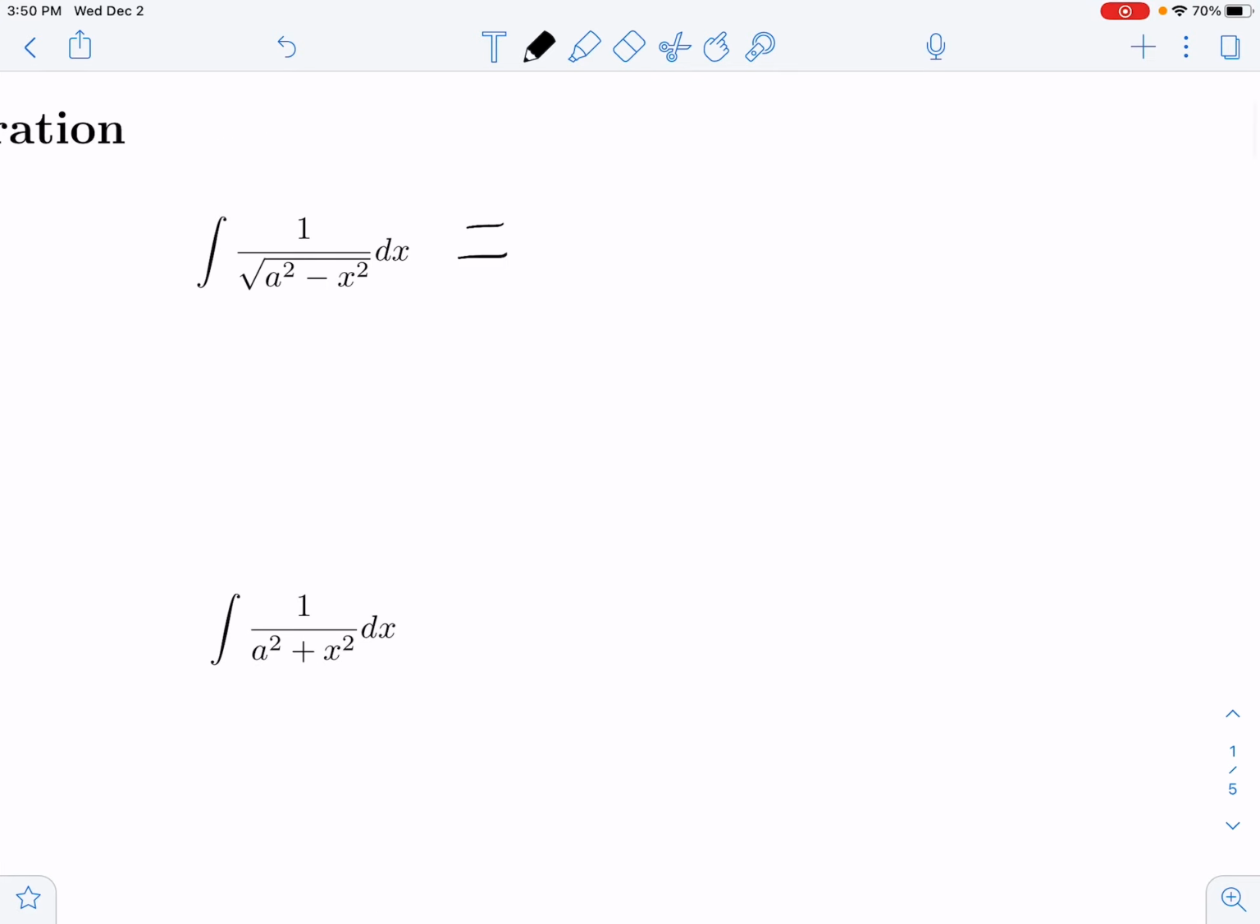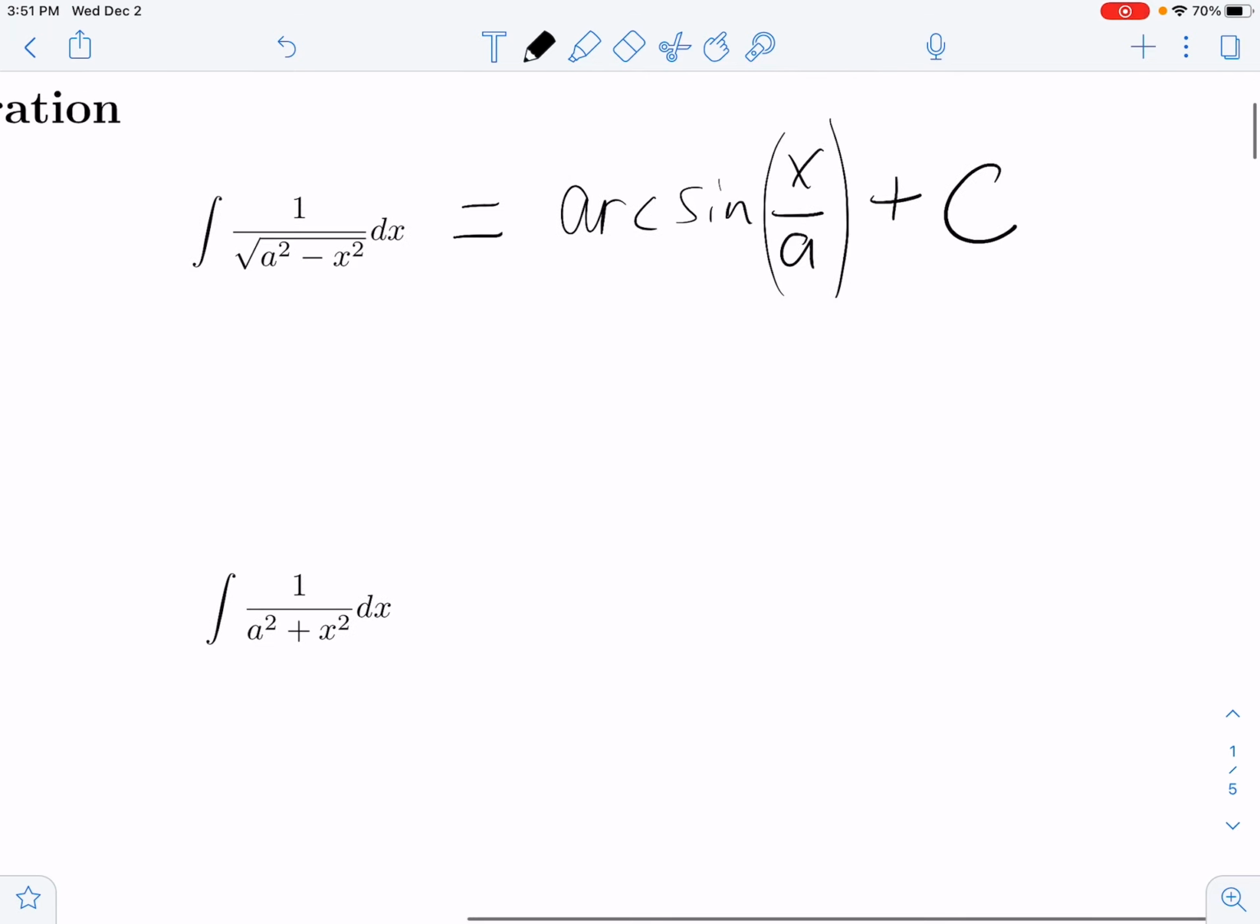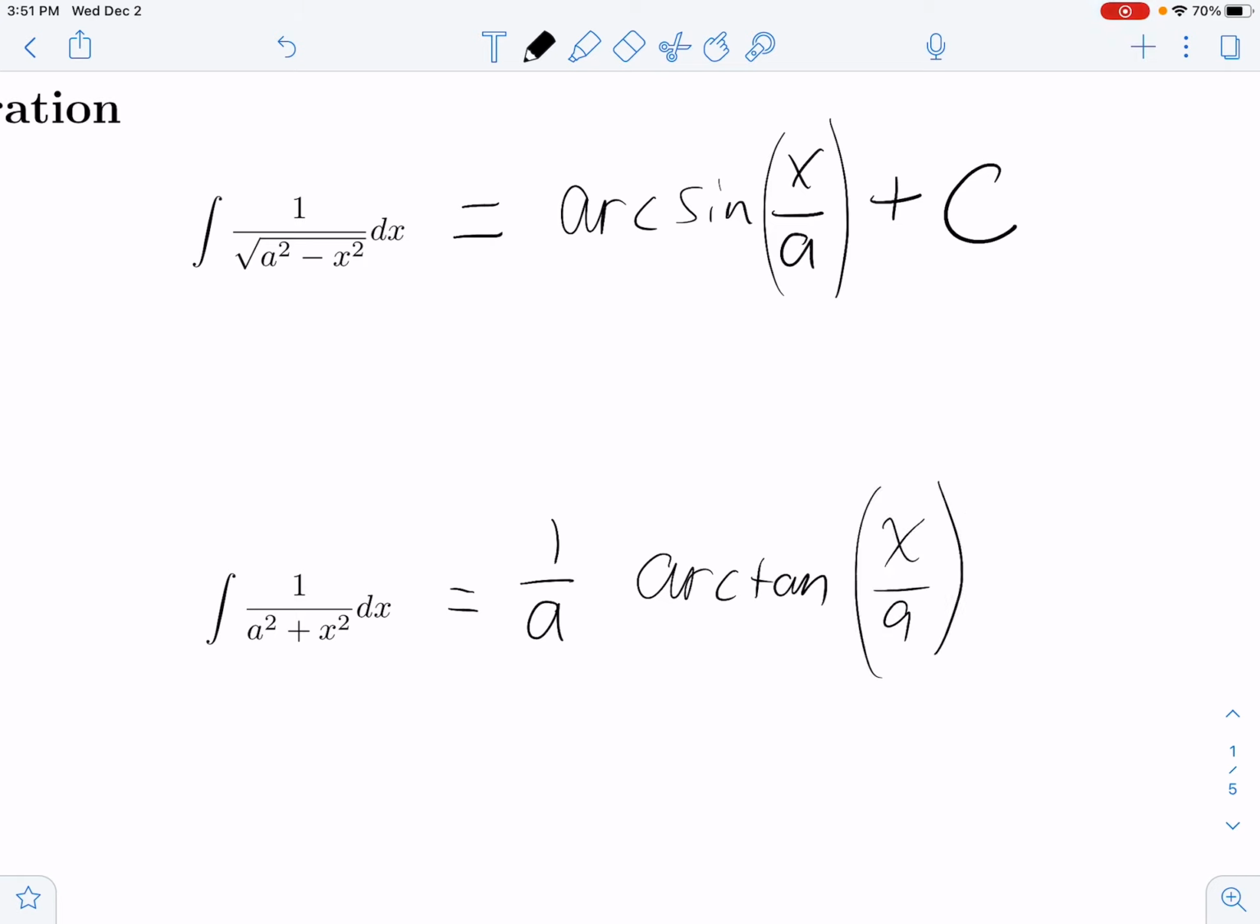There's this guy, which ends up being arcsine of x over a plus c, right? So that a comes along for the ride on the inside of the arcsine. And then over here, this is a little weird. This is 1 over a arctan of x over a plus c. So there's two right there, two rules you got to know.